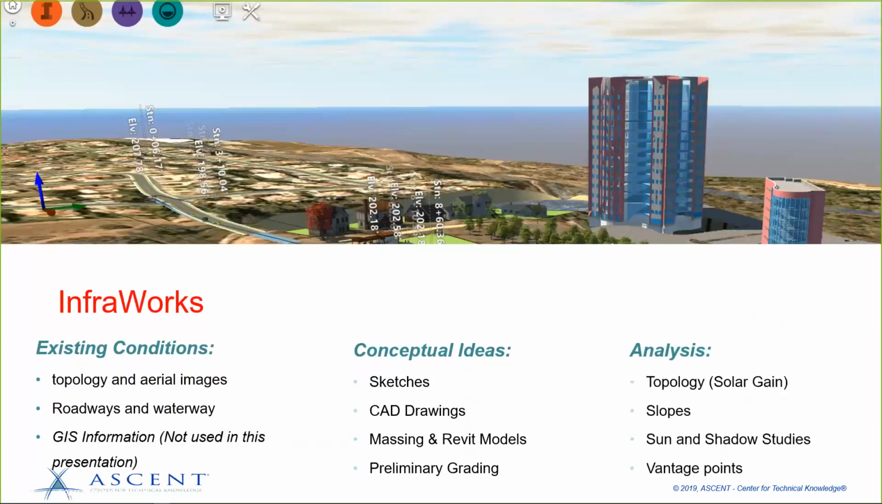And then finally we'll be doing some analysis directly with InfraWorks. We're going to be looking at the topography in terms of some solar gain. We'll be doing some slope analysis. We'll be analyzing the shadows that our proposed buildings will cast on neighboring buildings. And we'll also be looking at some vantage points as to what we can see from various points within our model.